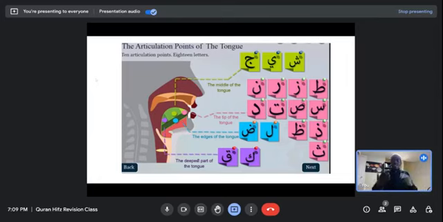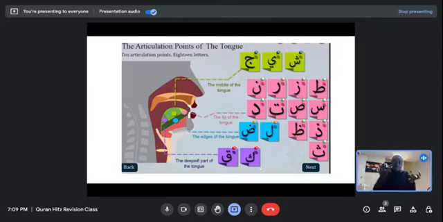I said earlier that 18 letters come out from the tongue. From here alone we have 11, then 12, 13, 14, 15, 16, 17, 18. So we have 18 letters from the tongue itself.